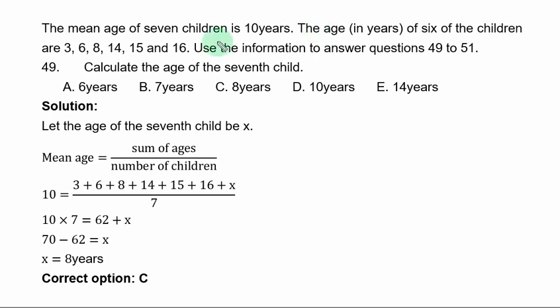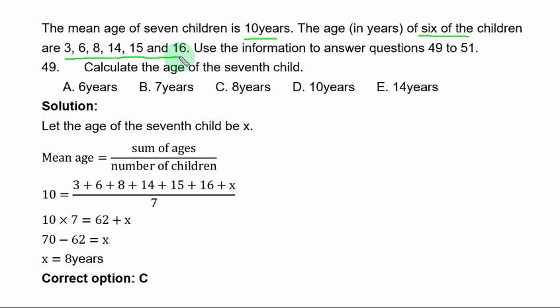The mean age of 7 children is 10 years. The ages in years of 6 of the children are 3, 6, 8, 14, 15, and 16. Use the information to answer questions 49 to 51. Question 49. Calculate the age of the 7th child.